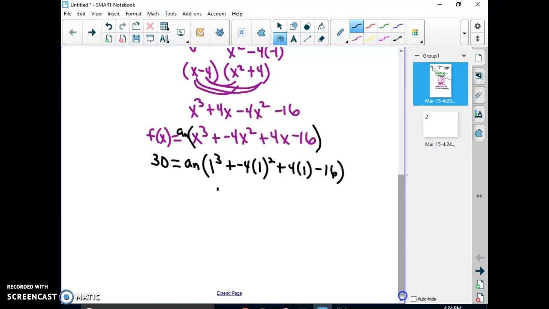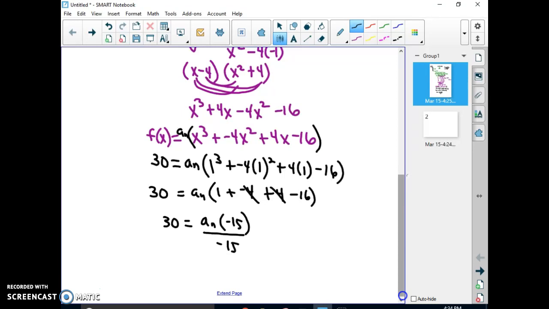So 1 cubed is 1. 1 squared times negative 4: 1 squared is 1, times negative 4 is negative 4. 4 times 1 is 4, minus 16. And I'm going to solve this equation for a sub n. So the 4's here cancel. 1 minus 16 is negative 15. And I'm going to divide by negative 15 here. So negative 2 is my leading coefficient.